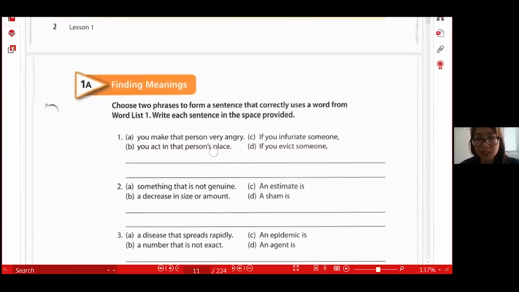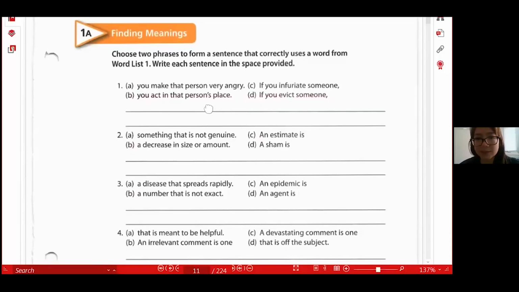All right, now find the meaning of. Write each sentence in the space provided. Choose two phrases to form a sentence that correctly uses a word from the word list.